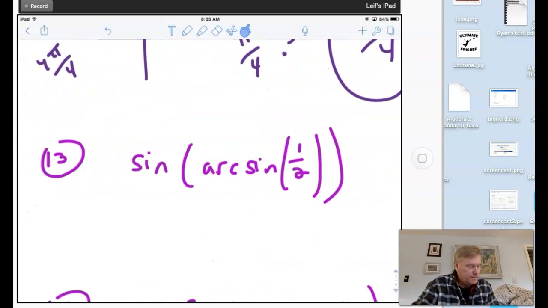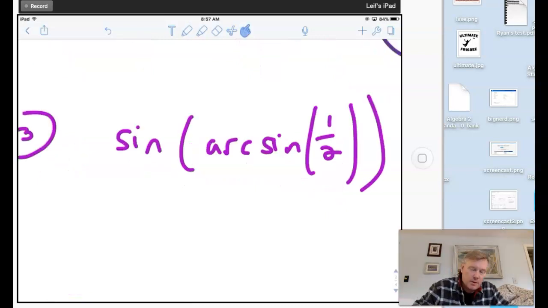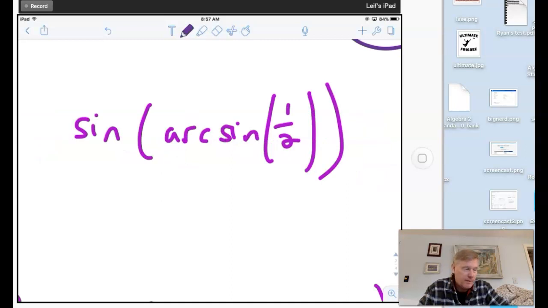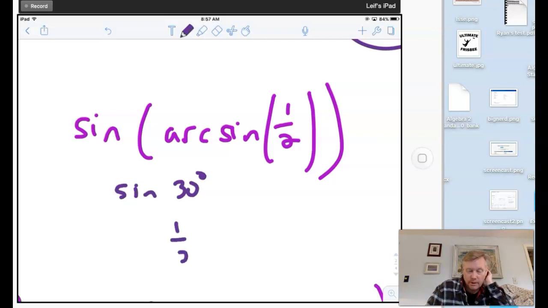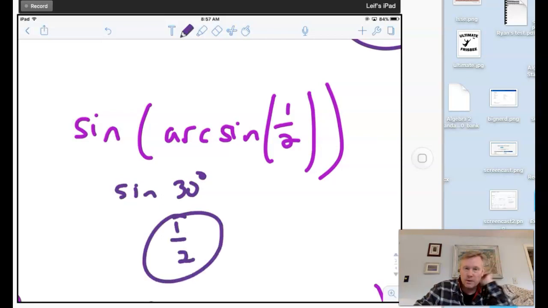Okay, 13. These are nice and easy. You have to think about what these are asking you for. With this question, they're asking for the angle whose sine is 1/2, which of course would give me 30 degrees, and then you take the sine of 30 degrees, which would give me 1/2. So that one ends up right back where you started.